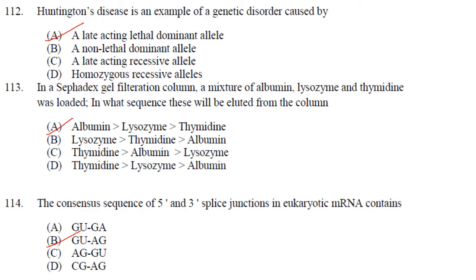It is a condition in which the nervous system gradually wastes away. People who are heterozygous for the dominant Huntington's allele will inevitably develop the fatal disease. However, the onset of the disease may not occur until age 40, at which point the affected person may have already passed the allele to 50% of their offspring. So Huntington's disease is an example of genetic disorder caused by a late-acting lethal dominant allele.